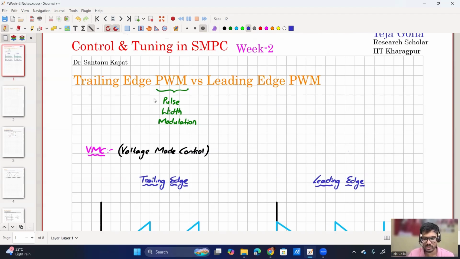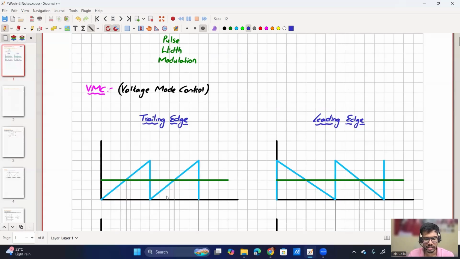So I have started with the fixed frequency modulation techniques, the trailing edge as well as the leading edge PWM. These are being used in both voltage mode control as well as current mode control. So the difference is in terms of the implementation. In the case of voltage mode control, a sawtooth is compared with the control voltage.